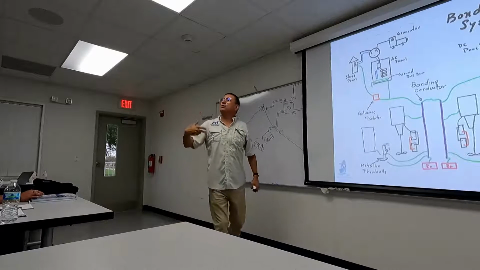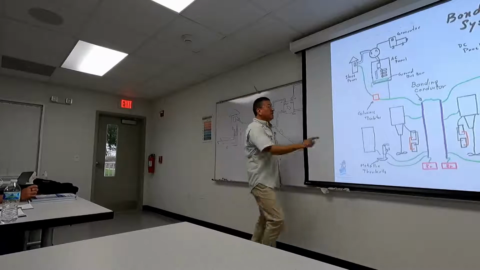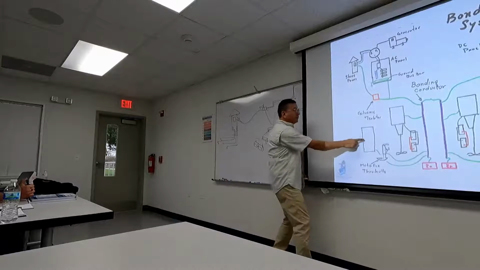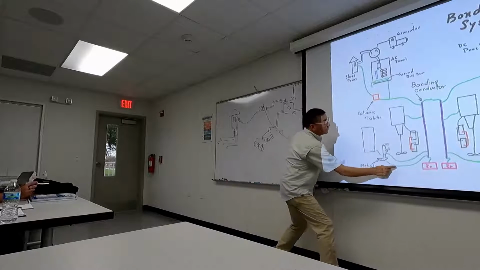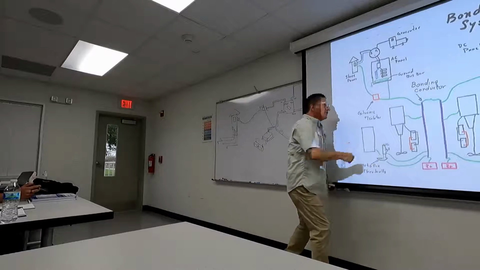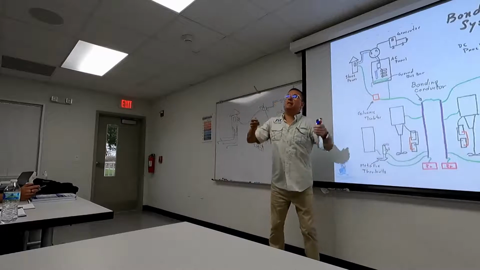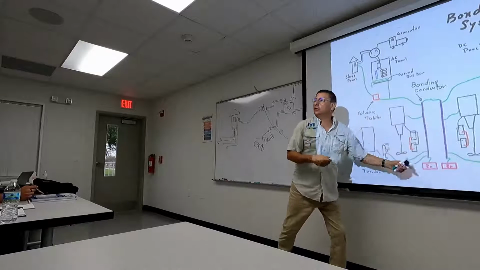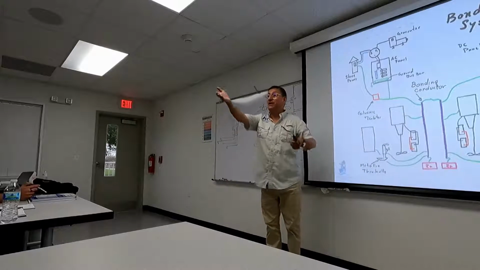What elements am I going to connect to the bonding system? The block of the engine is connected to the bonding conductor. The fuel tank is in aluminum, connected to the bonding conductor. The transmission is connected to the bonding. Yeah, all the metals in the boat shall be connected to the bonding conductor and to the zinc, because the zinc is the ground.